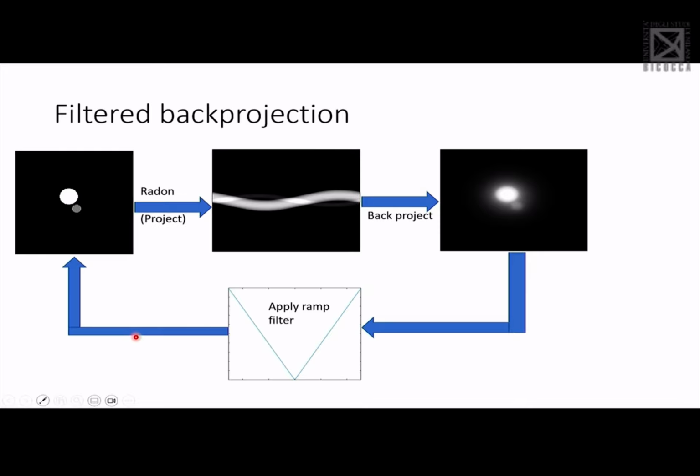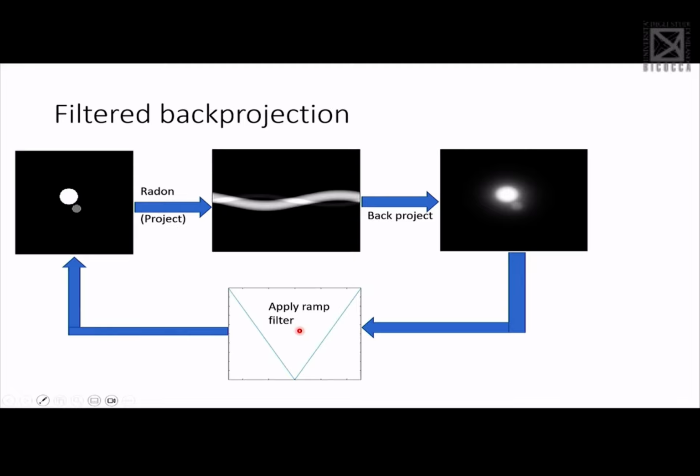Now, this is the scheme. This is a transformation which is similar to the Fourier transformation. Actually, they are mathematically related. So you start from an image that you have. You take the Radon projection. This is what it looks like. Then you do the back projections. You get the blurry image. And then you apply a filter, which in a frequency spectrum is a ramp, which means that you're going to excite a lot the high frequencies.